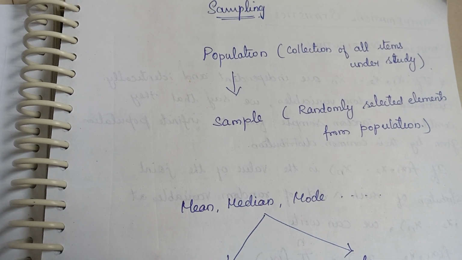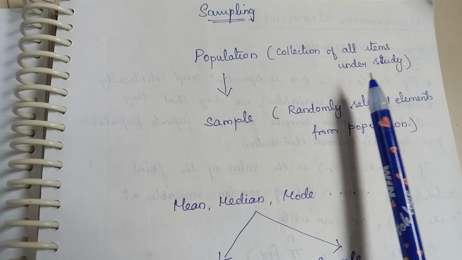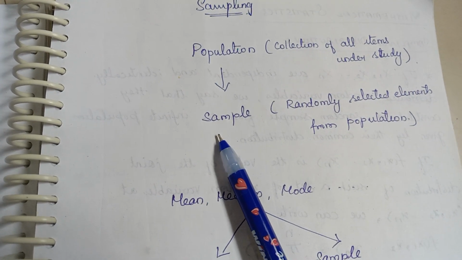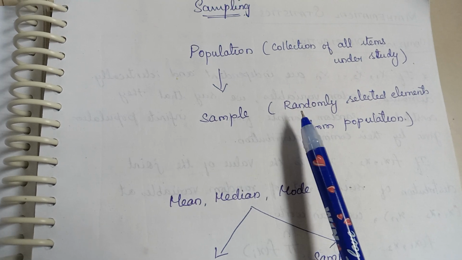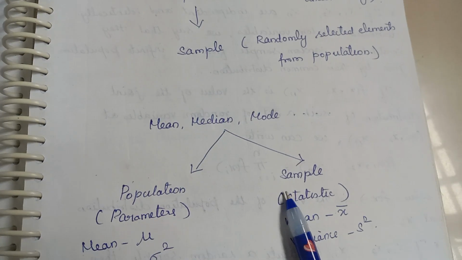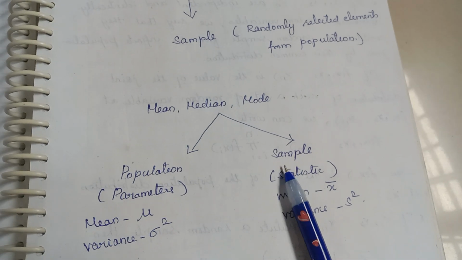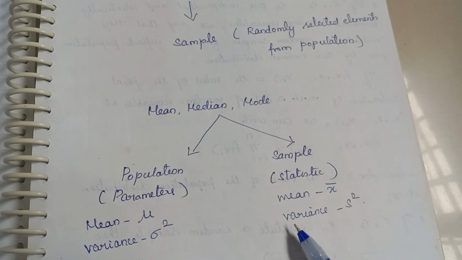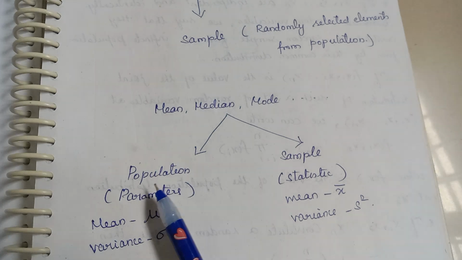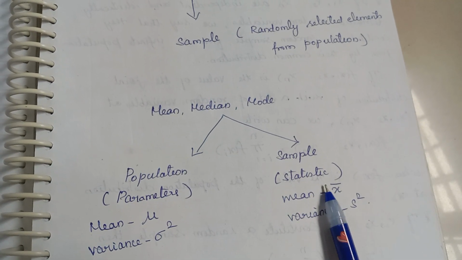In sampling distribution, we have two things now. One is population, which is the collection of all items under study. The other one is sample. Sample means randomly selected elements from the population. Both population and sample have their own mean, median, mode, variance, etc. The measures of the population are called parameters and the measures of the sample are called statistics.